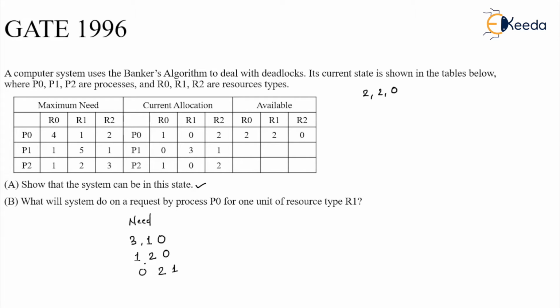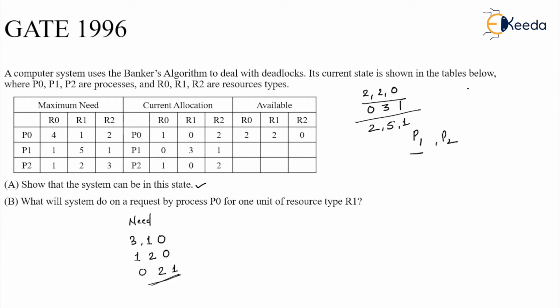And here I can satisfy the request of P1 because the availability is 220 and it requires 120. Now it will relinquish the allocated resources, that is 031. It will relinquish 031, and that leaves 2, 5 and 1. Now, can I satisfy any other request with 2, 5 and 1? Yes, we can go with P2, and we can satisfy this request.